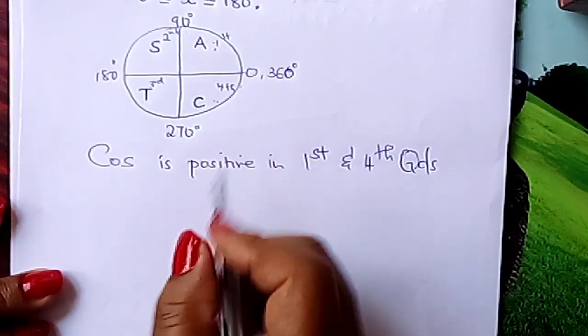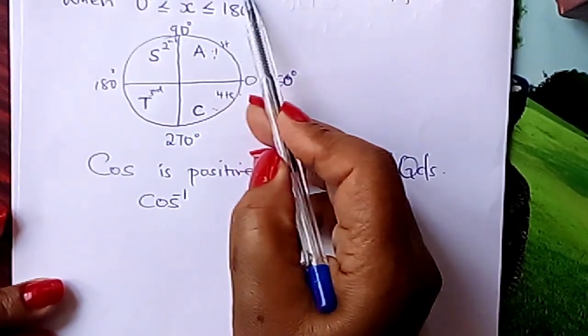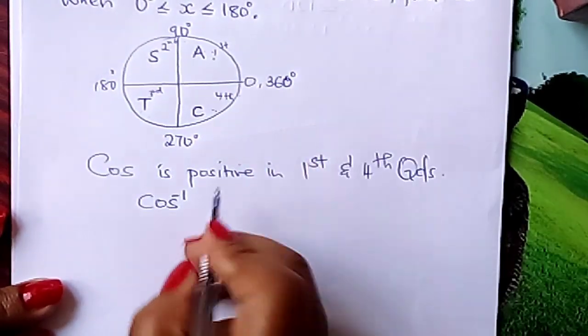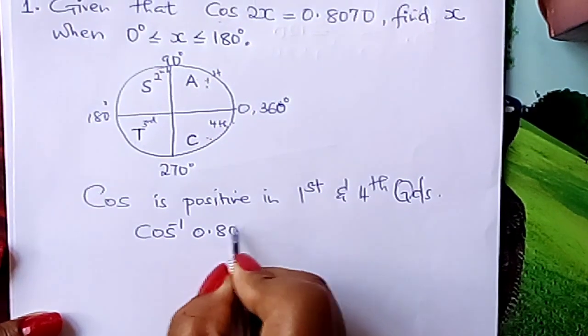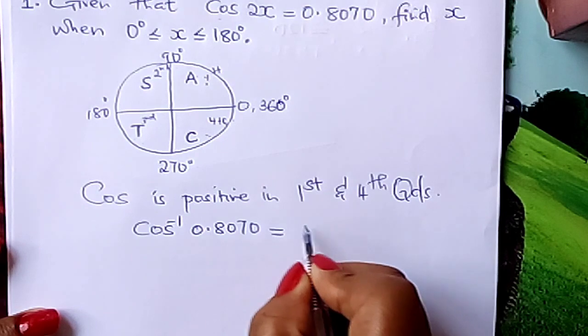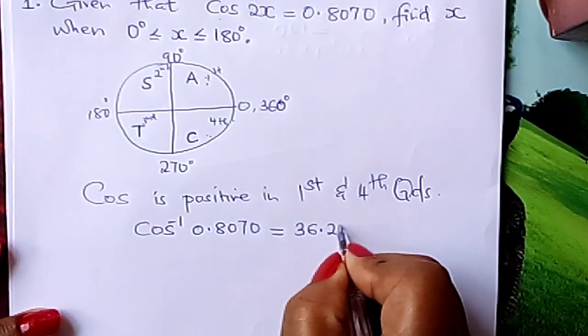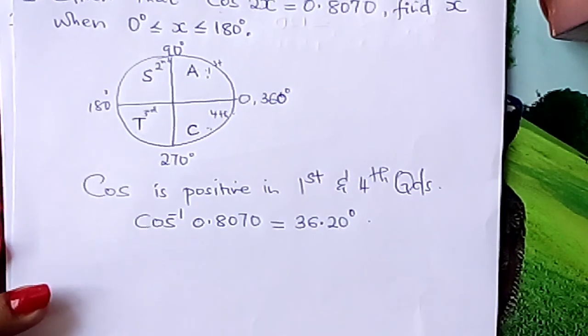From there, learner, you look for cos inverse. Look for cos inverse of this. Cos inverse of this, learner, gives you what? It gives you 36.2 degrees. It's 36.20 degrees, something like that.